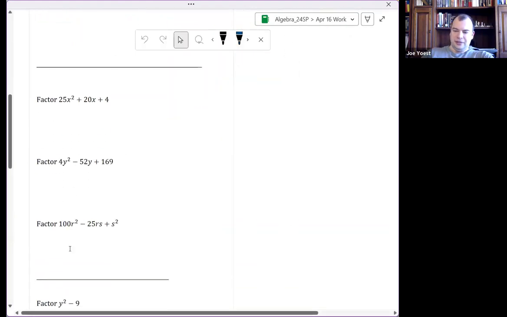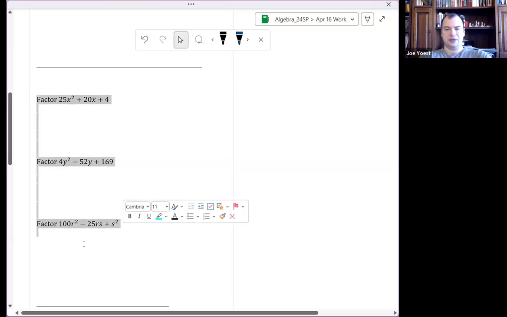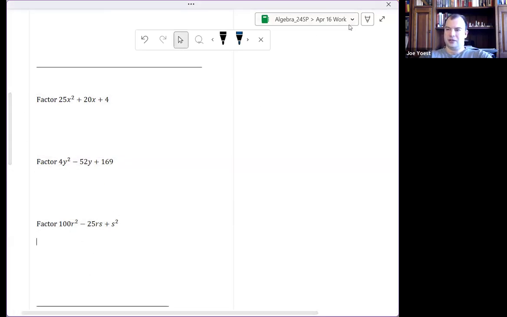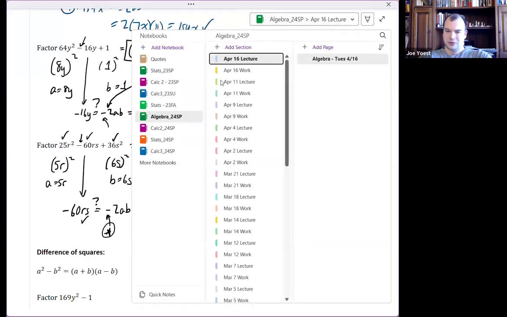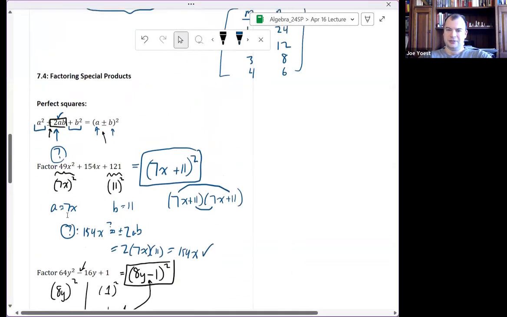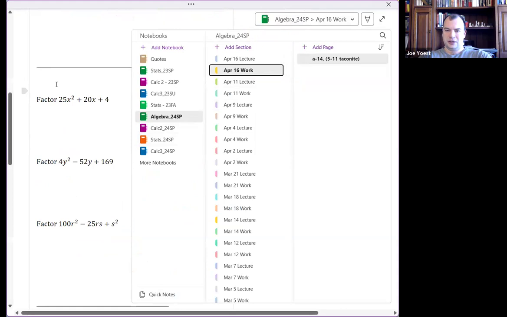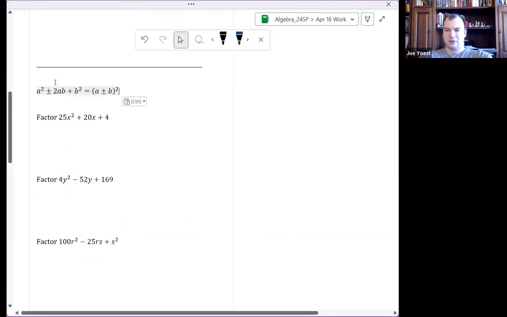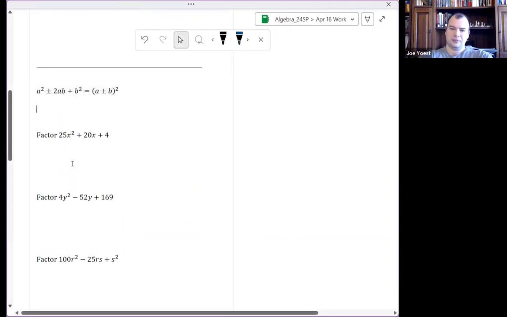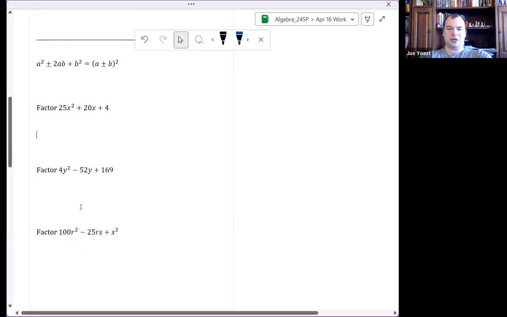Okay, so take probably about 5 minutes to work through these three using that perfect square formula. And let me actually move the formula over here for you, this way you have it right at hand. Take about 5 minutes to work through these three problems. See if you can match it up to a perfect square and see where you can go from there.